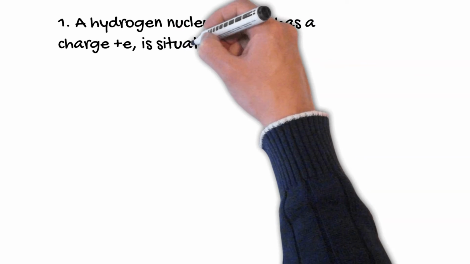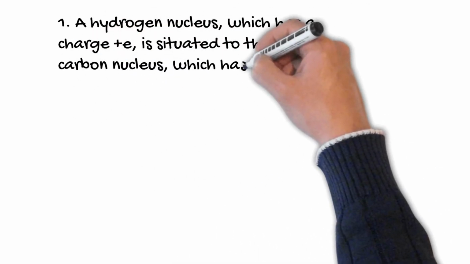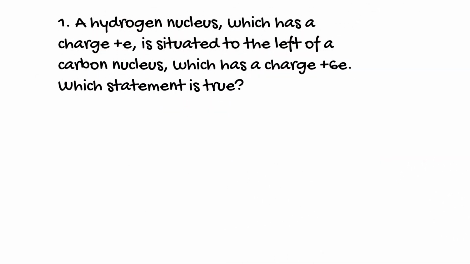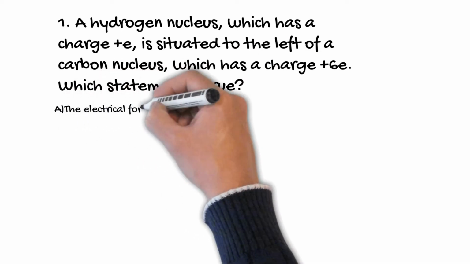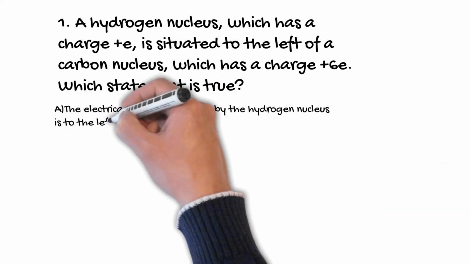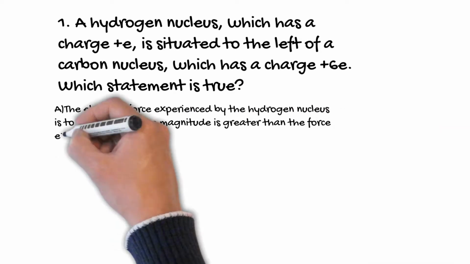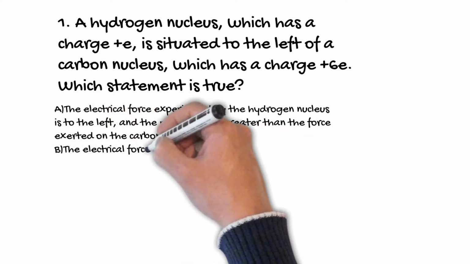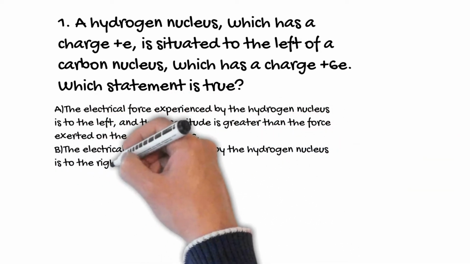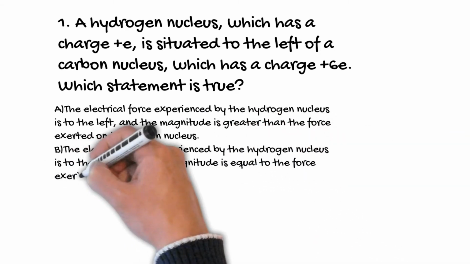Now let's do some multiple choice questions. Here is the first one. You have a hydrogen nucleus situated to the left of a carbon nucleus. One has a charge plus E, the other has charge plus 6E. And you're asked to compare the forces between the two.